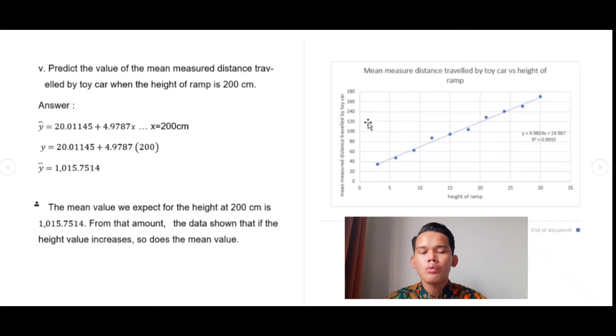We do the calculation and we get the answer y equal to 1015.7514. So 1015.7514 is the mean value we expect when the height is 200 centimeters.